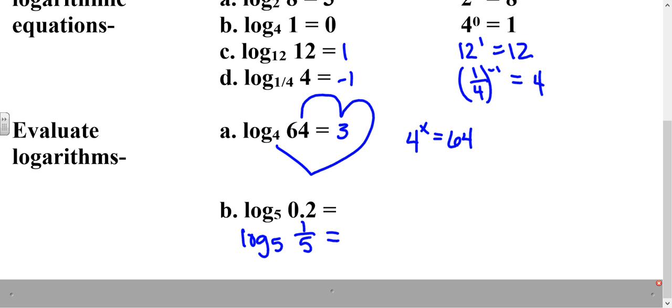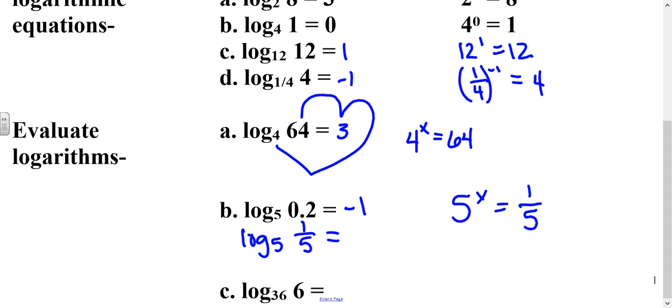Okay, the same thing. So if I did the heart method, that would be like saying 5 to what power equals 1/5. Or you can do BAP. This is the answer. This is the power. Well, I have a fraction, so I know there's going to be a negative exponent involved. So in order to get 5 to move to the bottom, I would have to have -1 as my exponent. Okay, one more.